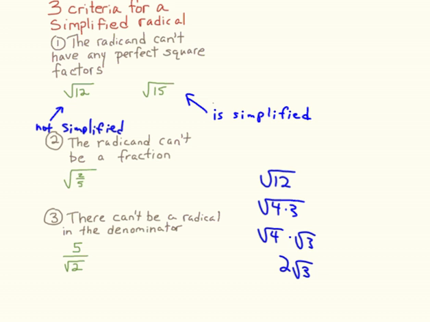We will be dealing with ones where we kind of dance around these two. We'll be looking at this one a lot. Okay, got it? You can't have a radical in the denominator. It's okay to have one in the numerator, but not in the denominator.